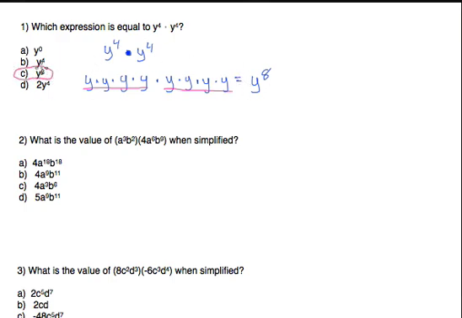Now, some of you may have said this. 2y to the fourth, let's use purple. This is wrong, and let's go over why that is. The difference between multiplication and powers.